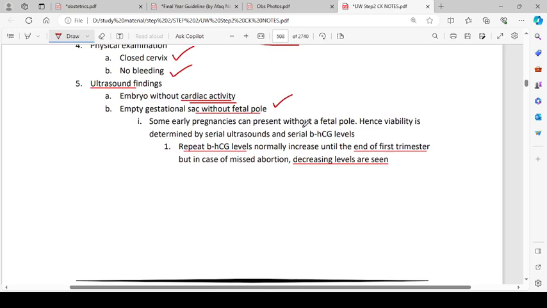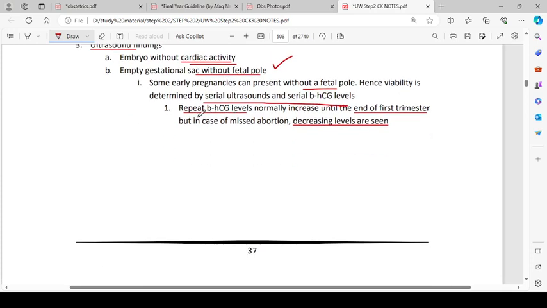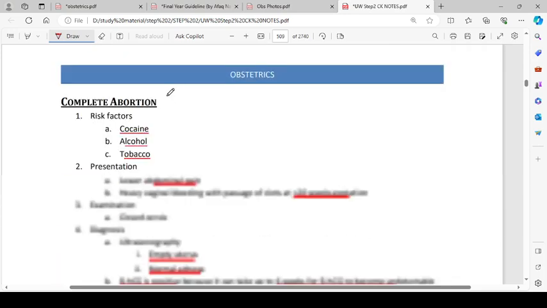Some early pregnancies can present without a fetal pole, hence viability is determined by serial ultrasound and serial beta HCG levels. Repeat beta HCG level normally increases until the end of the first trimester, but in case of missed abortion, decreasing levels are seen. What is complete abortion?